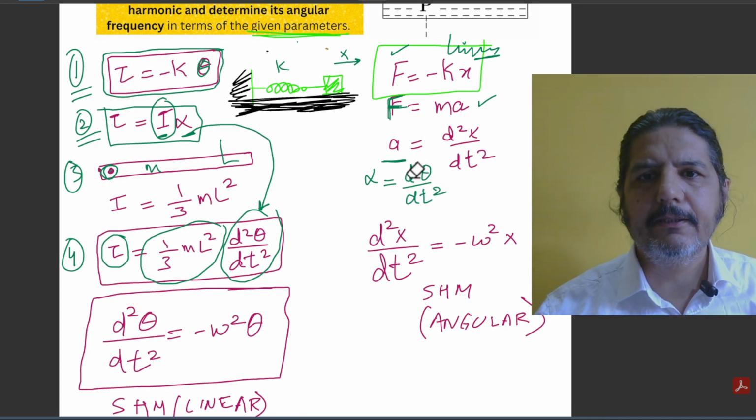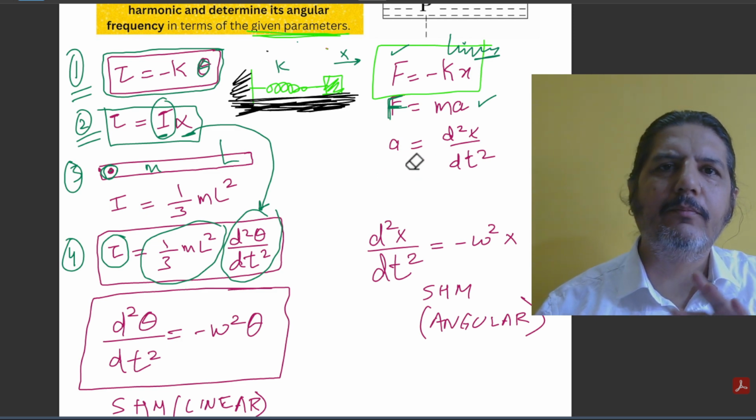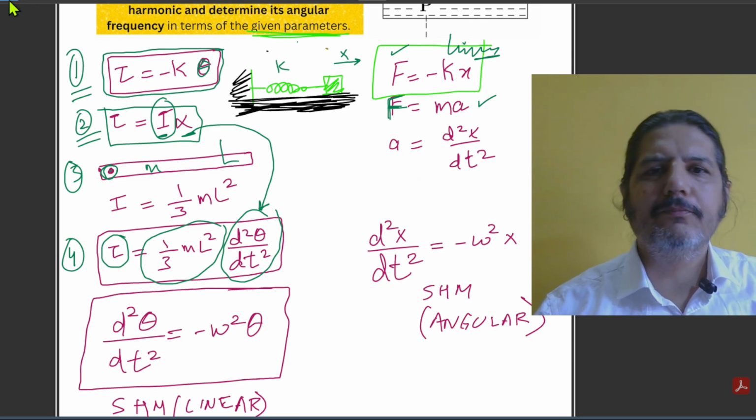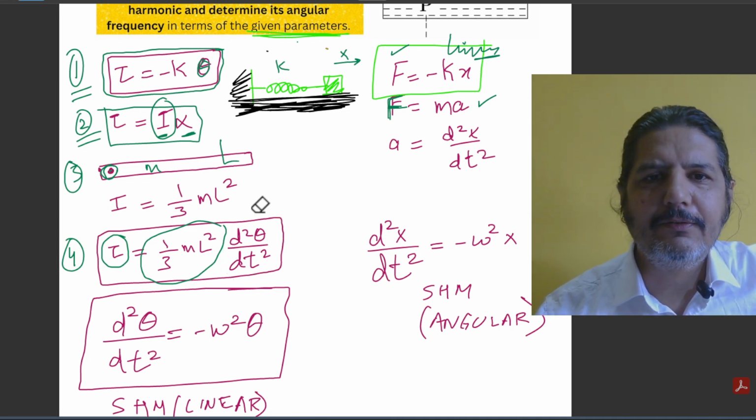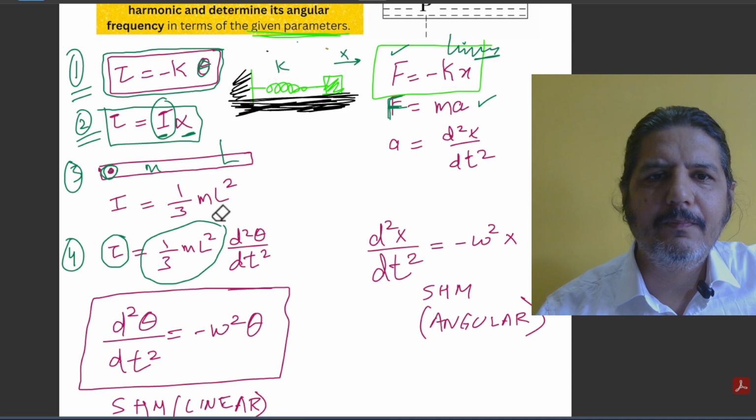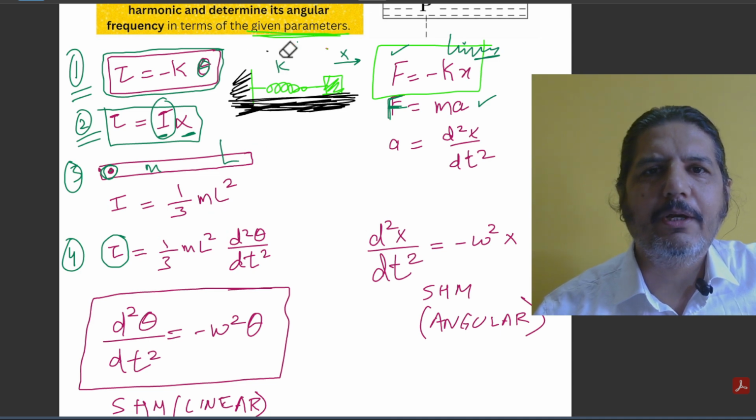I understand that if you know all these formulas, you might be getting bored, but that is a risk that I am taking. So okay, let's go ahead.